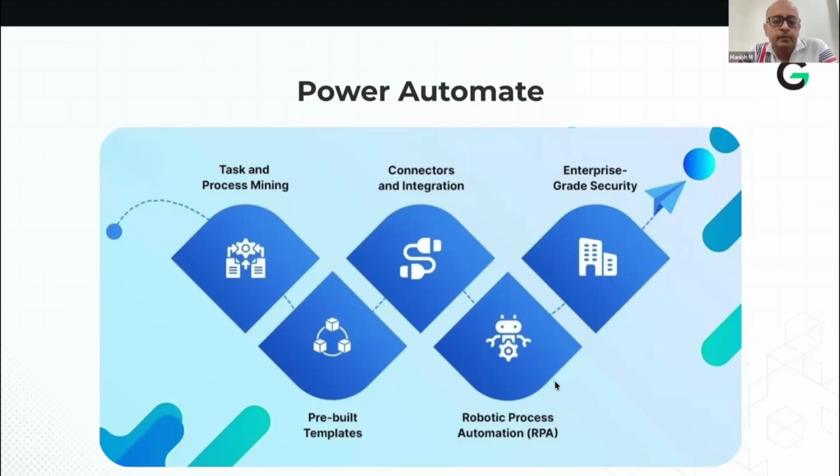Robotic process automation, RPA, is the thing that I described with Power Automate Desktop. Power Automate Desktop is used in scenarios where API access is not available, where we want to connect to some on-prem sources or legacy sources, and these sources can be accessed using RPA.